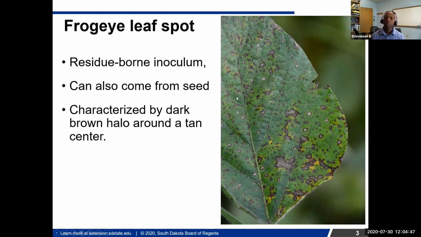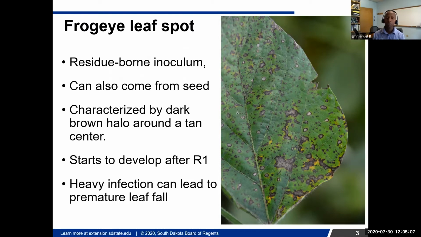And you can see here, this leaf is having severe levels of Frogeye leaf spot. And very soon, this disease can lead to premature leaf fall. And since it is going to appear mainly in the upper leaves, if you're losing upper leaves, you're definitely losing yield.